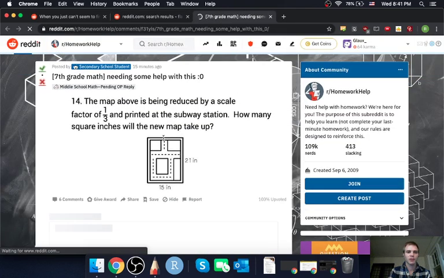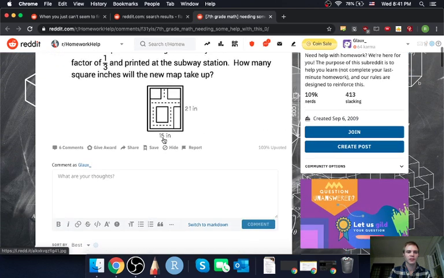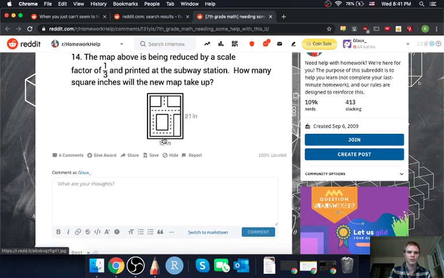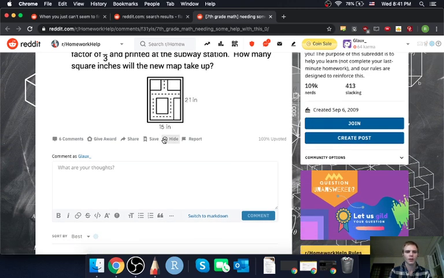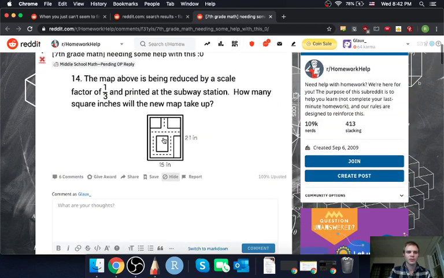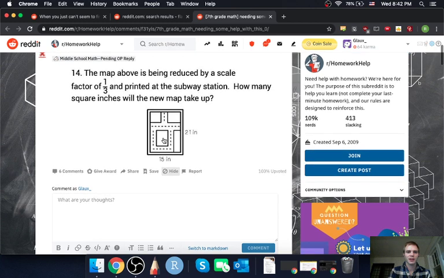All right, the map above is being reduced by a scale factor of 1/3 and printed. The map is printed at the subway station. How many square inches will the new map take up? All right. So when you scale by a factor, I would think that it would work the other way. If you're scaling down by a factor of 3, that would be 1/3. That's how I would think of this.